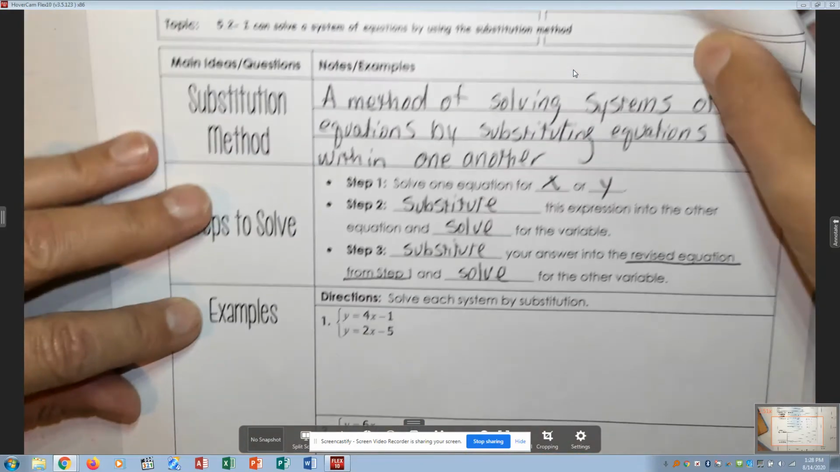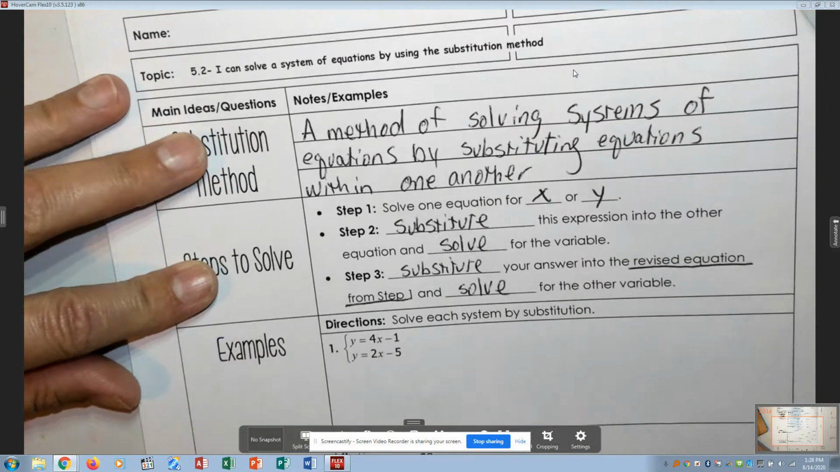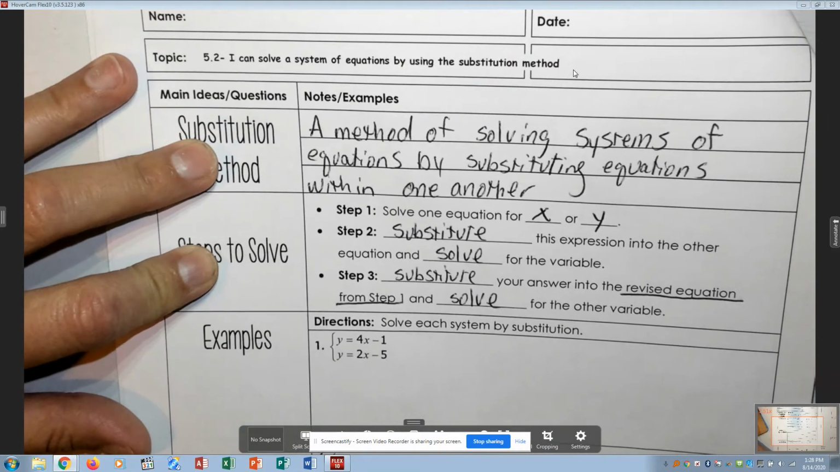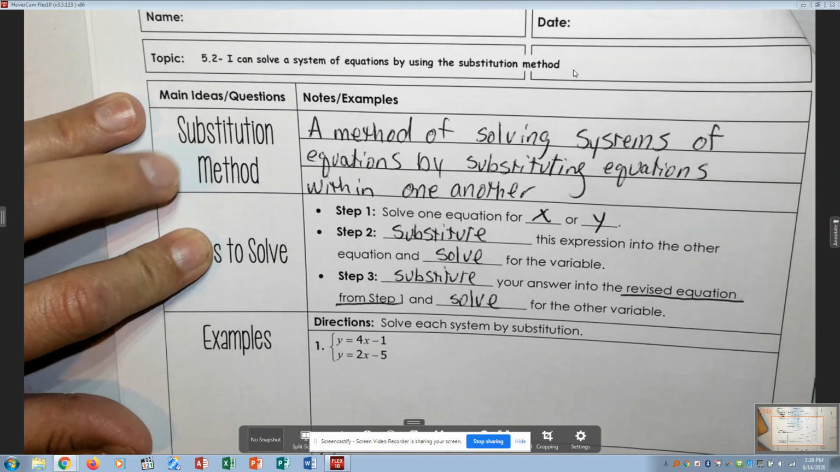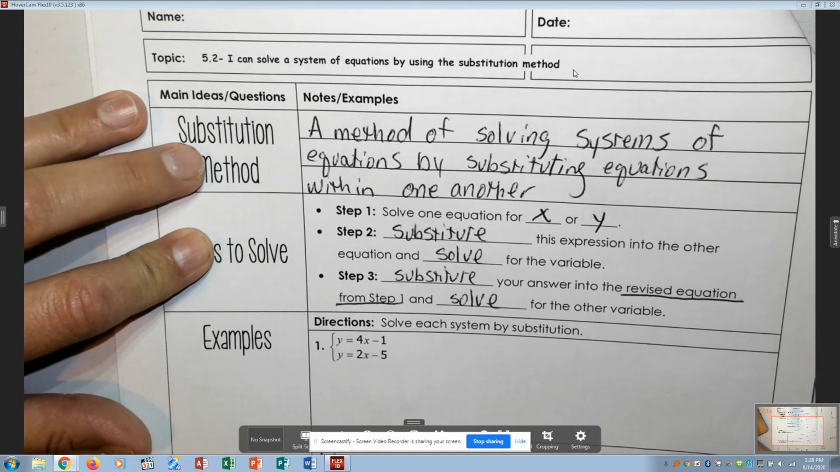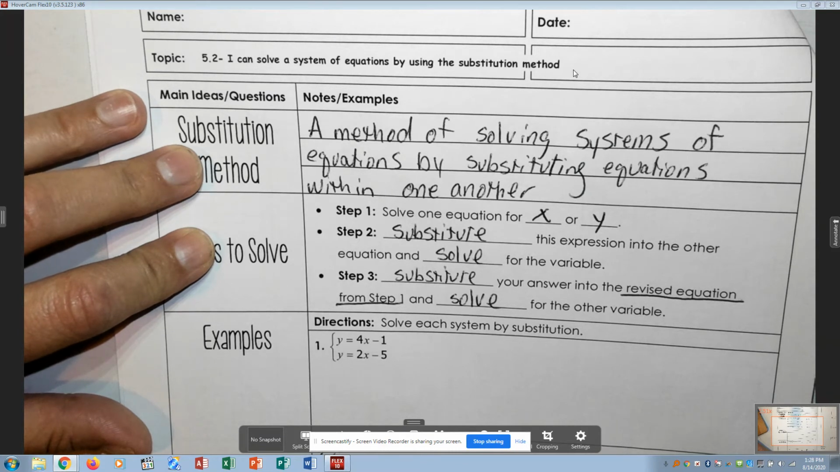Okay, so today we are going to continue solving systems of equations, but this time we're going to use a different method. We're going to use the substitution method. So this is an algebraic method. Yesterday, or in 5.1, what you guys did was solve by graphing. So you were looking for the intersection point. This time, what we're going to do is use algebra and find the intersection point.